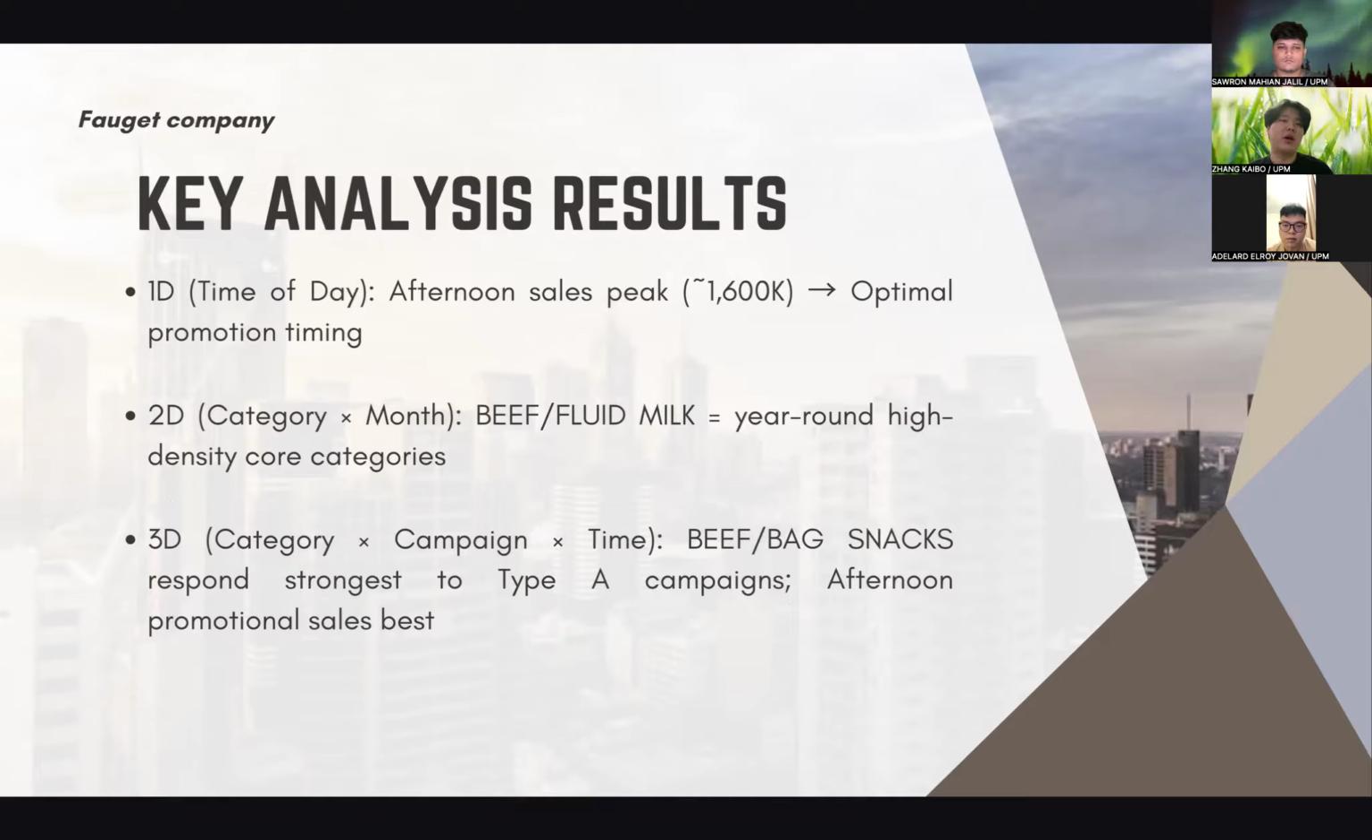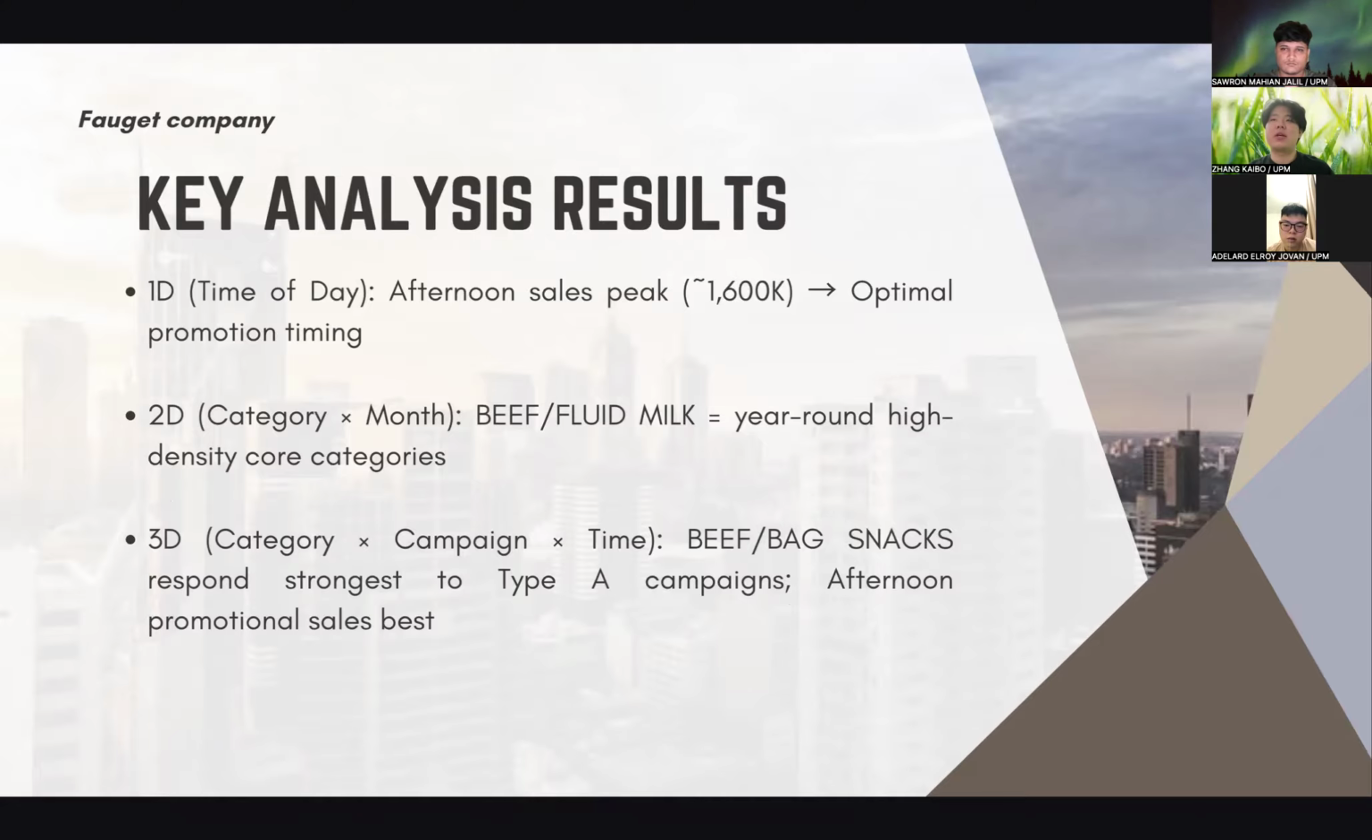2D is category by months. Beef and fruit milk sell well all year, and there are care products. There are good products. 3D is category by campaign type by time, and this shows that beef and snacks work best with type A campaigns, and afternoon is the best time for promotional sales.